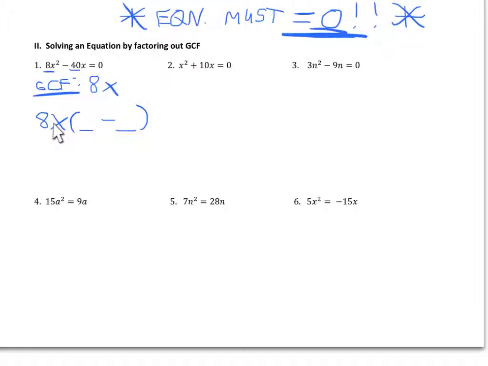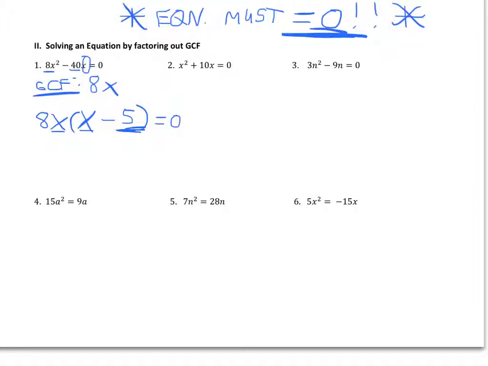Then we're asking ourselves, 8x times what quantity is going to give us 8x squared? Well, that's just going to be x. 8x times x is 8x squared. Then we're asking ourselves, 8x times what quantity gives me 40x? 40 divided by 8 is 5, and I don't have to have an x, because I already pulled out an x. So that's it. We factored out the GCF before, but now I just set it equal to 0.